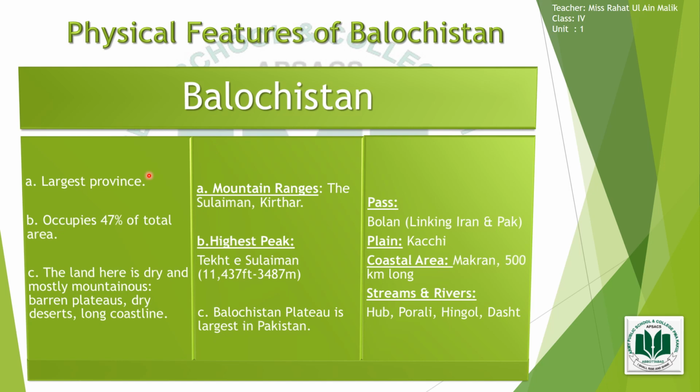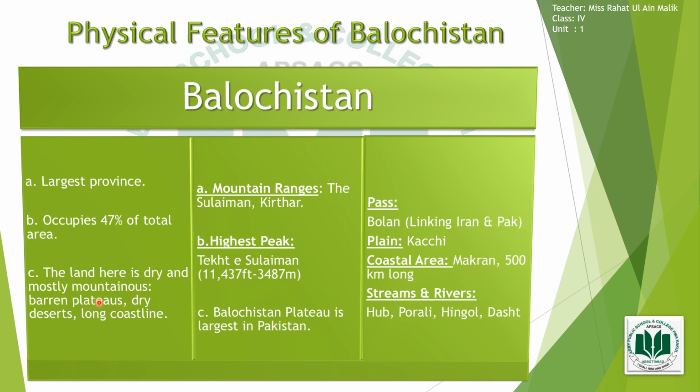Okay, now the first physical feature about Baluchistan is that it is the largest province of Pakistan, right? And how is it largest? It occupies 47% of the total area of Pakistan. That means that if we take 100% of the area, Baluchistan occupies 47 out of that 100%, right? Now the other physical features are that the land of Baluchistan is dry and mostly mountainous, so there are a lot of mountains to be found here. It has plateaus that are barren, deserts that are dry, and coastlines that are long.